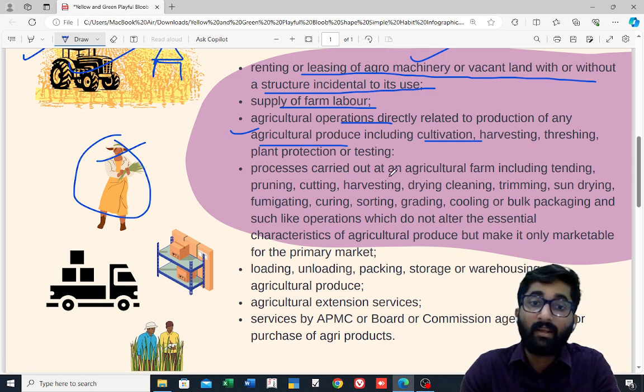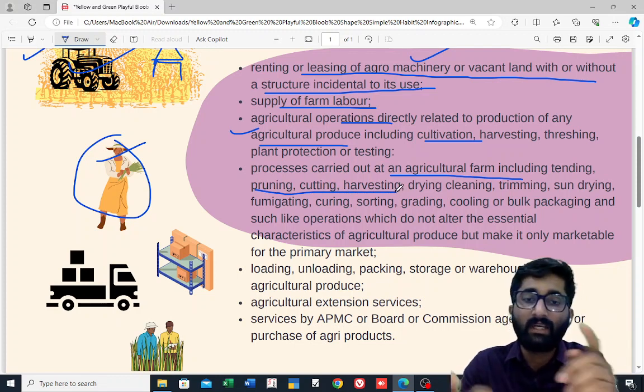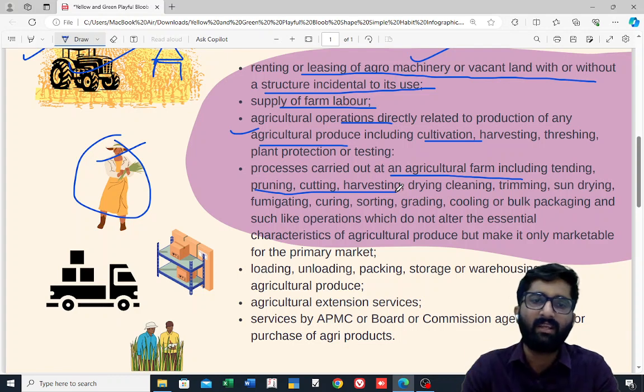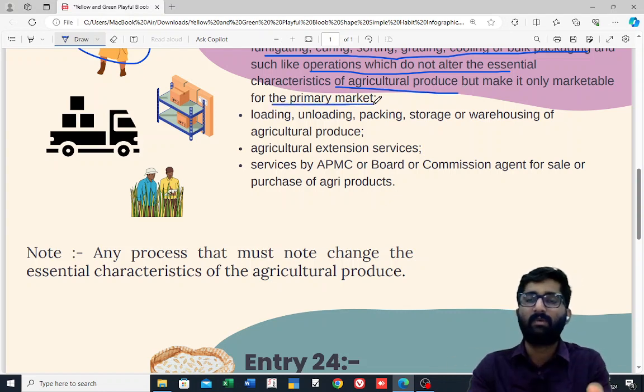Any processes carried out at an agricultural farm, including tending, pruning, cutting, harvesting. After cultivation, what will we do? We will do cutting, harvesting, drying, cleaning, trimming, sun drying, fumigation, curing, sorting, grading, cooling or bulk packaging and such like operations which do not alter the essential characteristics. Again, remember, it should not change the essential characteristics of the agricultural produce, but make it only marketable for the primary market. I'll give you one example.